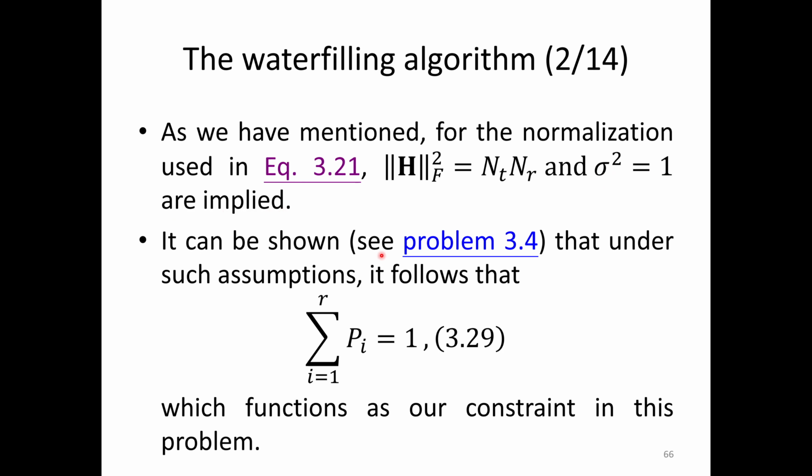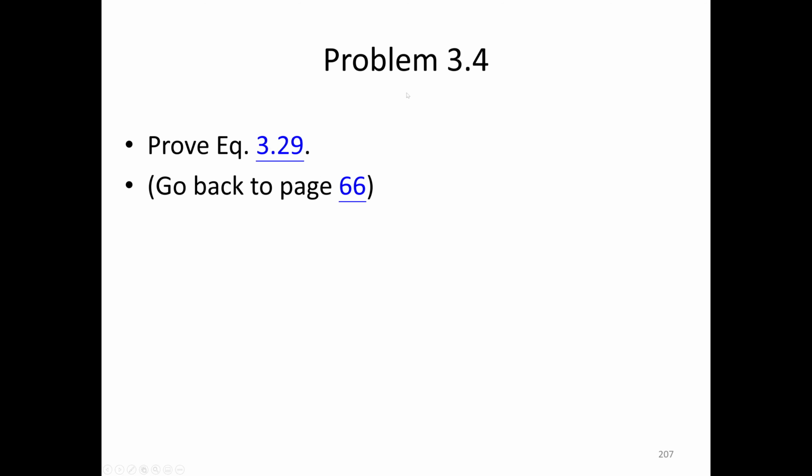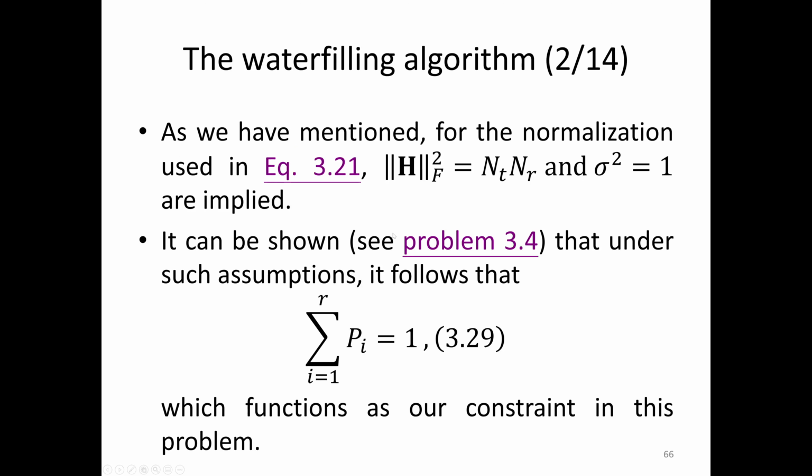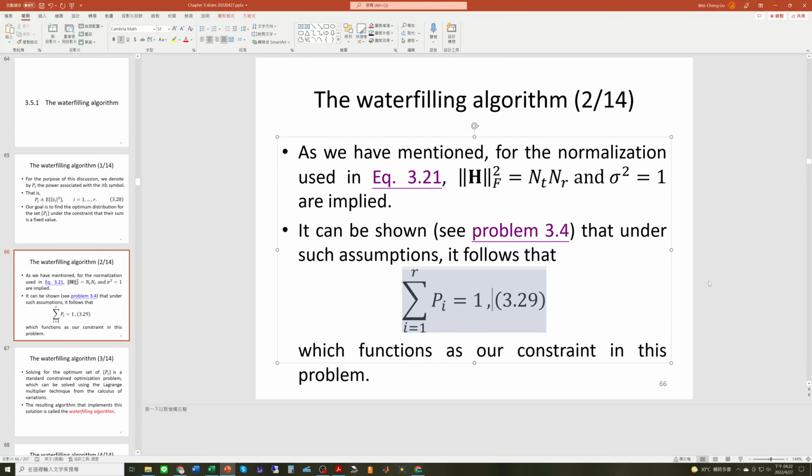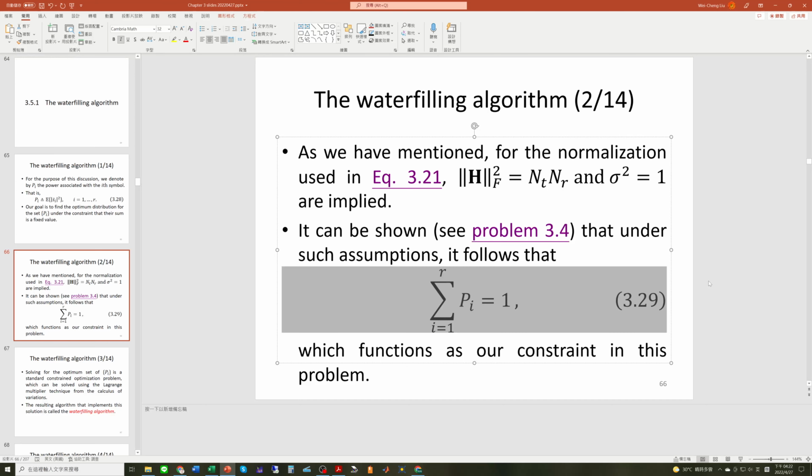Sigma square is equal to 1 are implied. It can be shown, see problem 3.4. Let us go to problem 3.4: prove equation 3.29. Let us see equation 3.29. I think it is a bug of PowerPoint. After I save the file and open it again, the position of the equation numbers will be changed. This is equation 3.29.